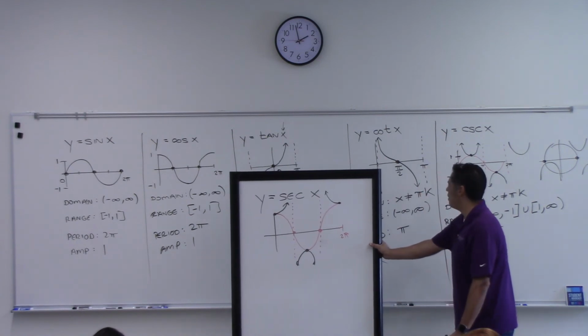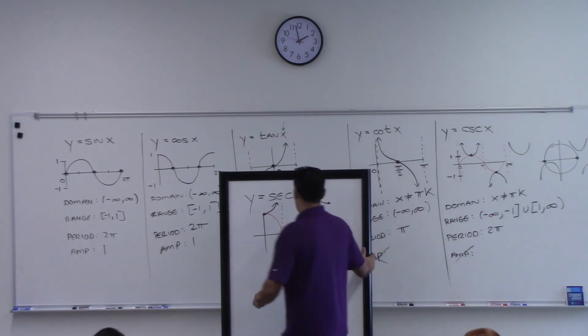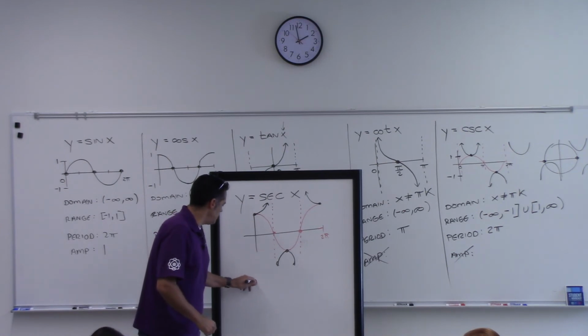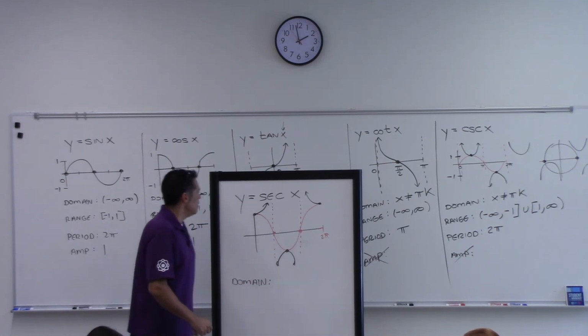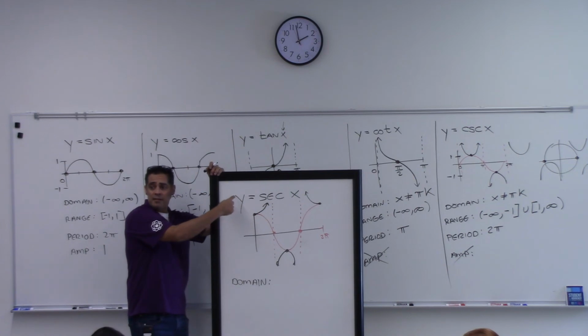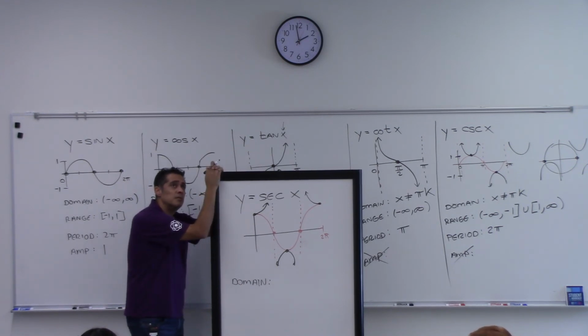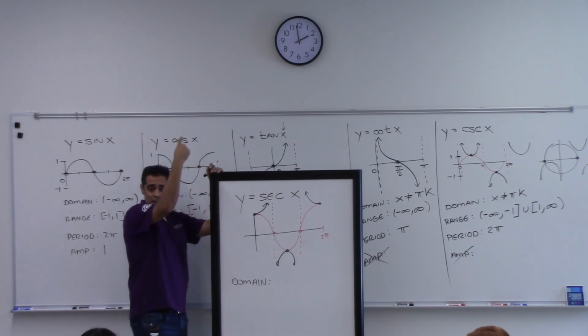What do we have here? How about domain? This domain's a little bit harder. Or is it? Secant is 1 over cosine. So anywhere that cosine is 0, we're going to have a problem, right? Where's cosine 0? Pi over 2 and 3 pi over 2. So the top and the bottom of the unit circle.